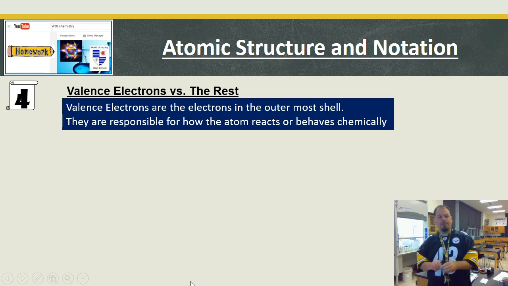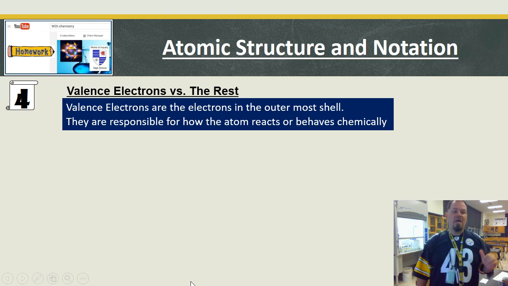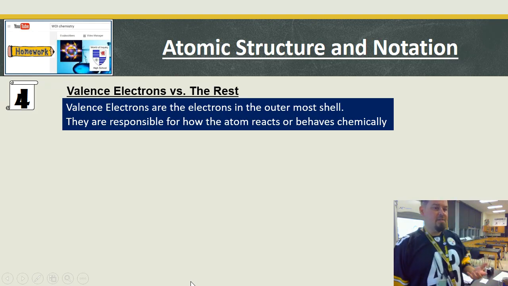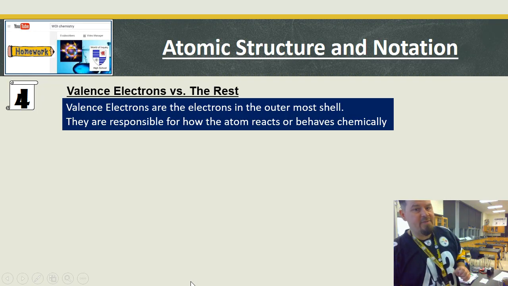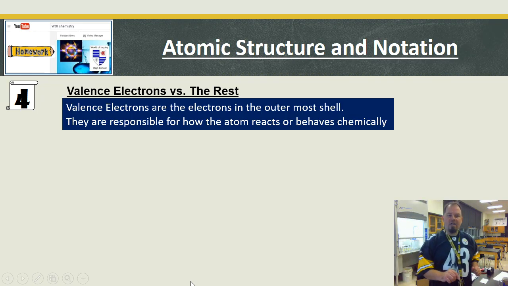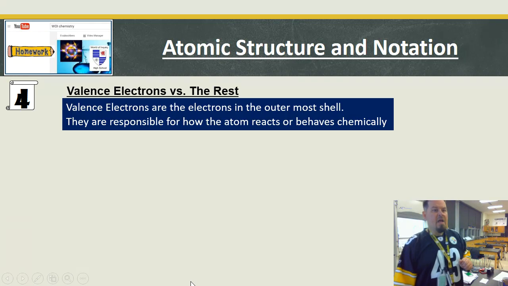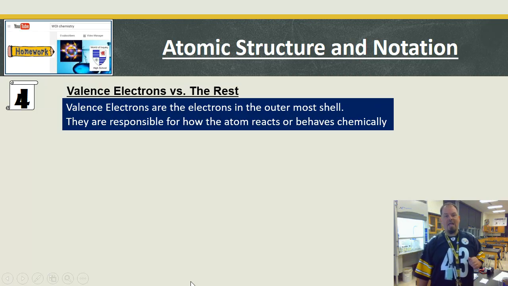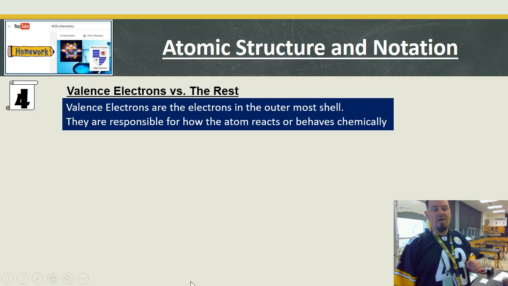Okay. Valence electrons. These are the electrons in that outermost shell. So if you go back to that picture, the outside ring farthest away from the nucleus, however many electrons are there, that's going to tell me a lot about its reactivity. So this next statement: they are responsible for how the atom reacts or behaves chemically. That one statement sums up the next 7 or 8 units that we take care of. So we are going to deal with electron chemistry heavily. They are responsible for how the atom reacts or behaves chemically.